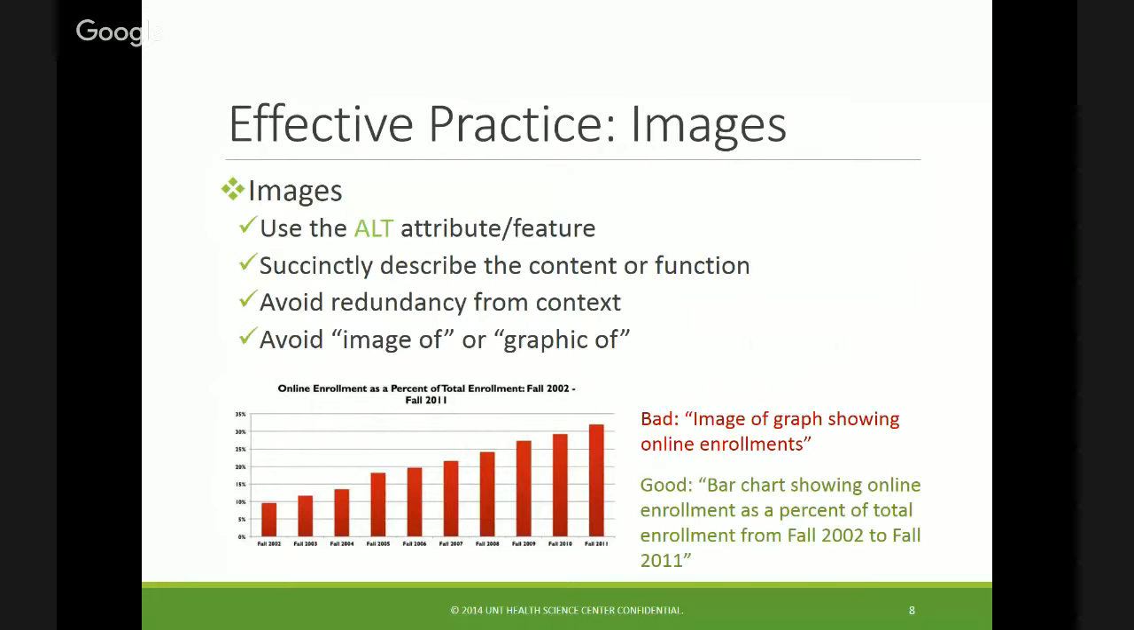So for example, if I have an image, using the one below, and I'm describing it, when I'm using the alt text, I don't need to provide a full description of exactly what's on there. Maybe I just want to describe that this is the graph we were referencing. The bad example is an image of graphs showing online enrollments, whereas the good example is a bar chart showing online enrollment as a percentage of total enrollment from fall 2002 to fall 2011. Essentially, we're describing what type of graph it is, and then laying out the title of that graph and what it represents.